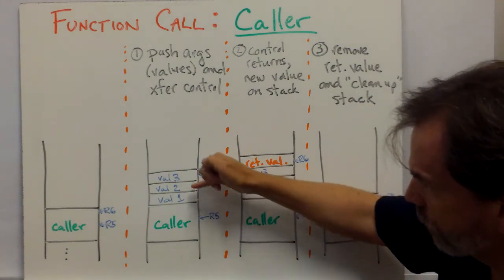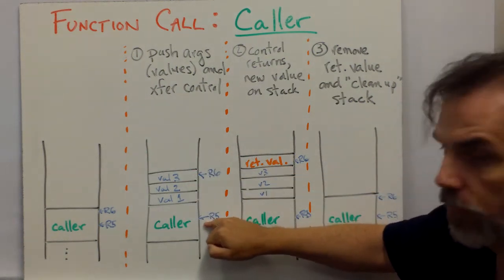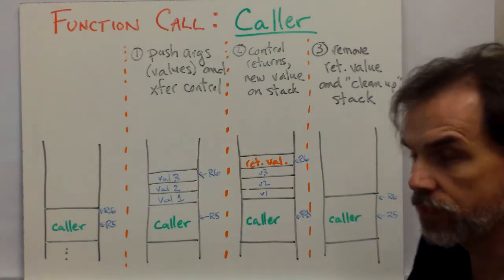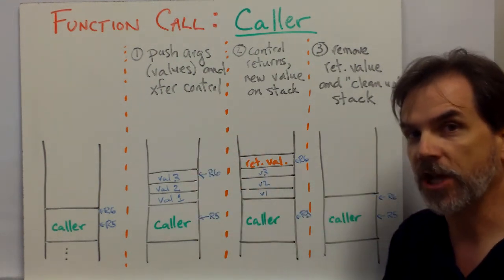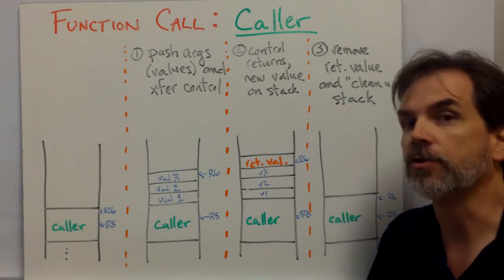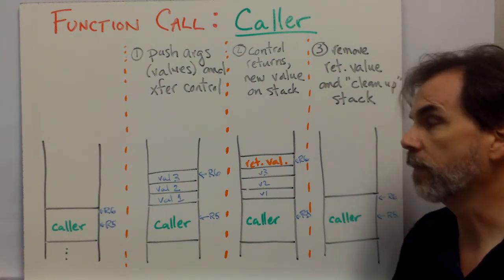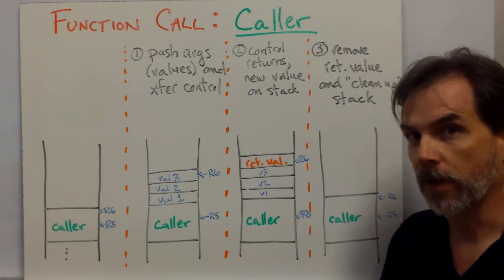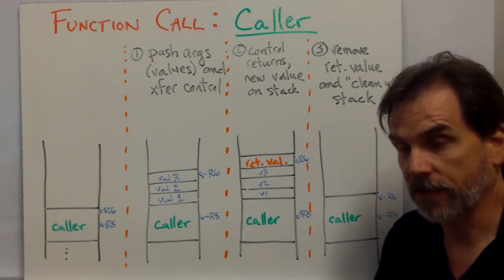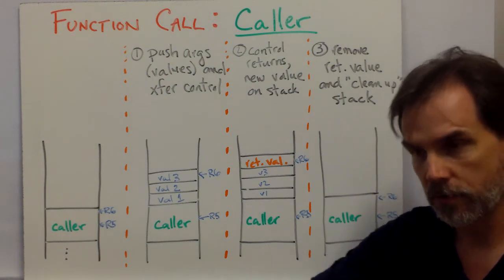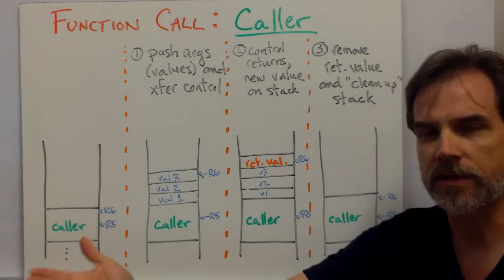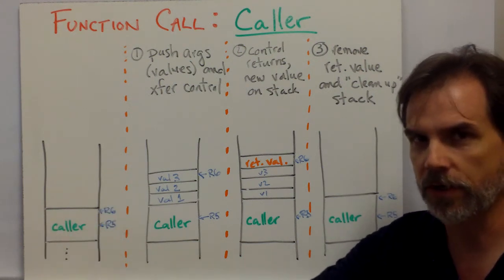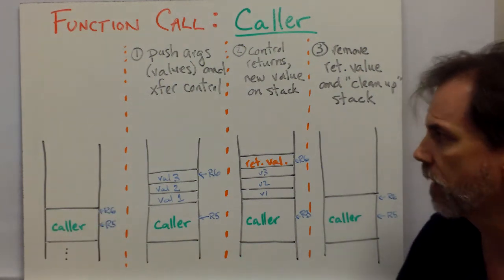R6 moved up to here because we pushed things on the stack. R5 still points to our local variables. Once we've put those values on the stack, we then use JSR to transfer control over to the function that we want to call. Now we know from 109 that JSR will cause instructions to be executed in the called function, and eventually you'll hit the return instruction and that'll come back to us.